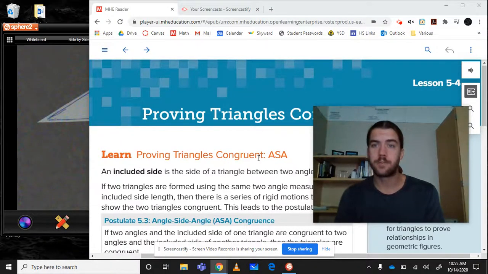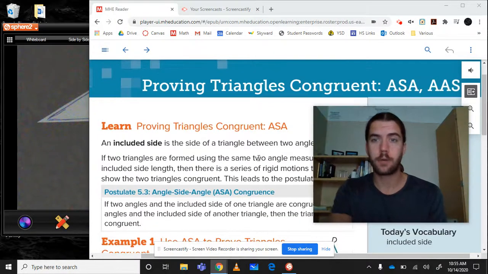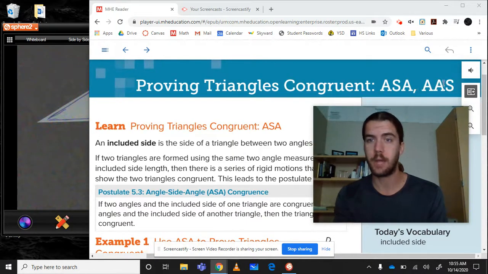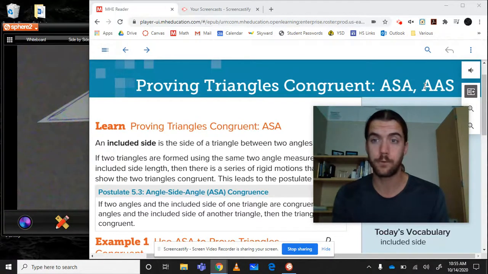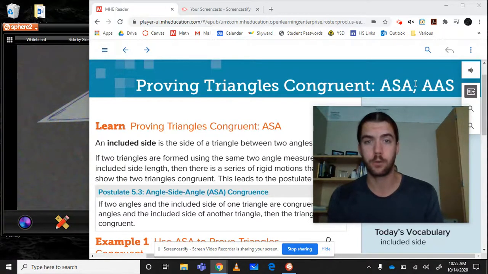Hello and welcome to lesson 5.4 on proving triangles congruent using the angle side angle and the angle side criteria. Okay, so these are two different criteria. Criteria just kind of means rules or requirements. There are two different ways that we're going to look at triangles and prove whether or not two triangles are congruent to each other.